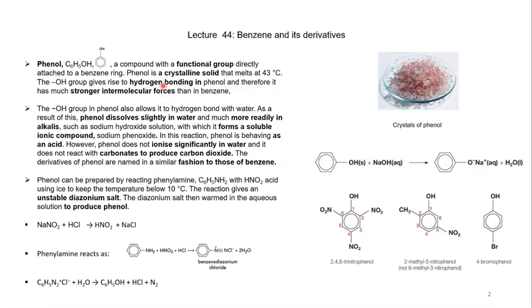derivatives of benzene, and that is phenol, and its functional group is OH. Here it is. This is the formula of phenol, and OH is the functional group. Phenol at room temperature, 43 degrees Celsius, is a crystalline solid. The OH group gives hydrogen bonding in phenol, and therefore it has stronger intermolecular forces than that of benzene.